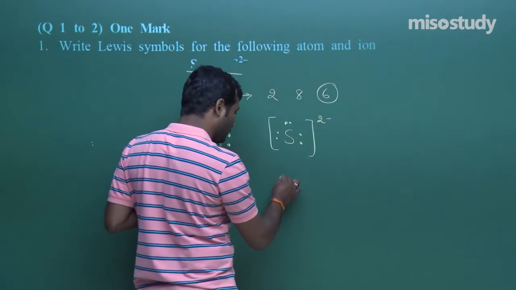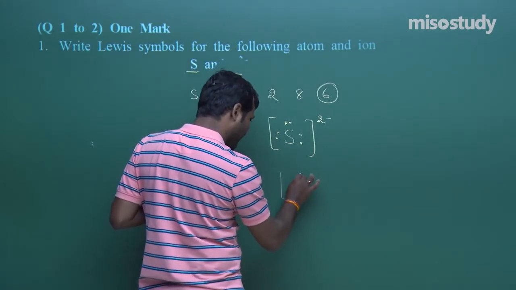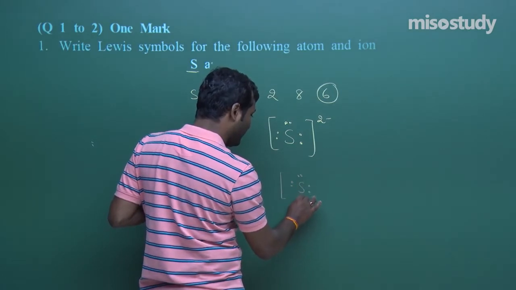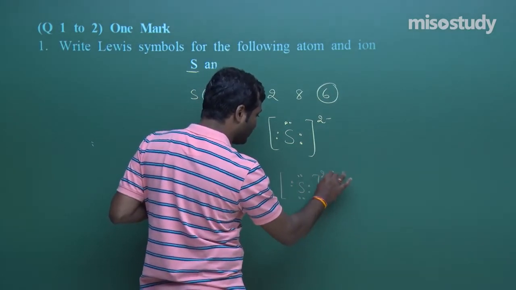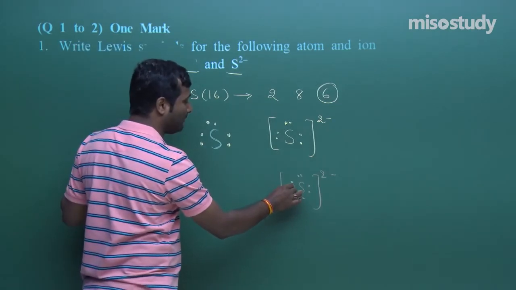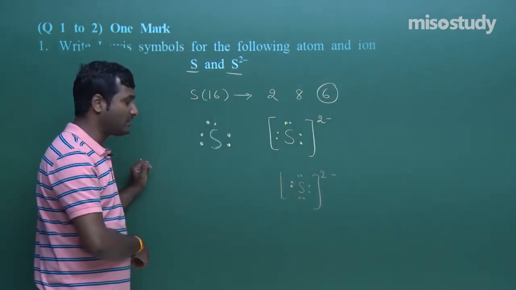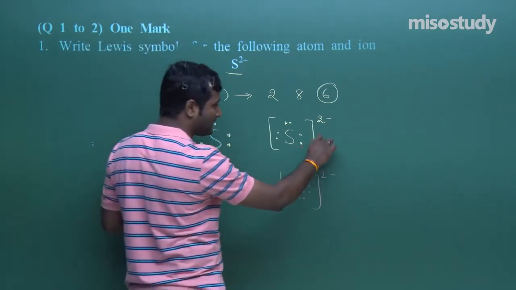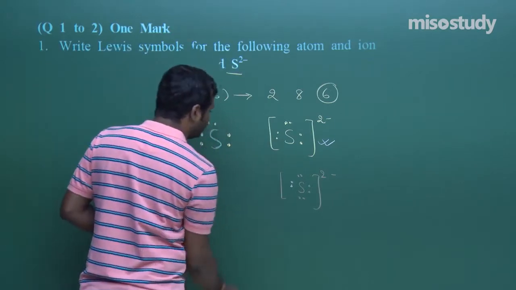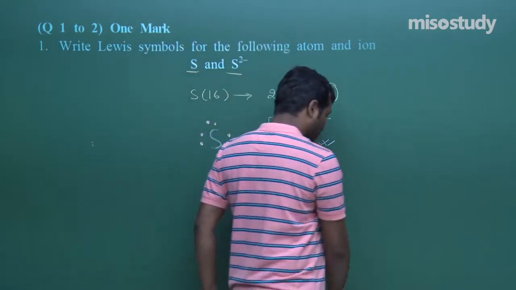Sometimes books also give it like this: sulfur 2, 2, 4, 2, 6 and 2, 8, then the 2 electron. It shows that it is in a bonding pair. This is sometimes written, but it is not a true explanation. The best explanation is this one. Clear to you? Now let's move to the next question, my friend.